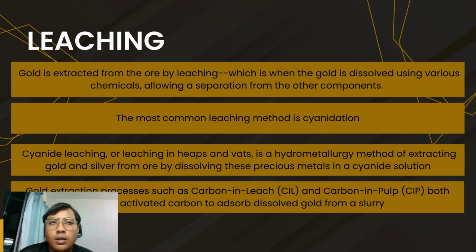Leaching is another method after we dress the gold ore. Gold is extracted from the ore by leaching, which is when the gold is dissolved using various chemicals, allowing separation from the other components. The most common leaching method is cyanidation. Cyanidation is a hydrometallurgy method of extracting gold and silver from ore. Gold extraction processes such as carbon in leach and carbon in pulp both use activated carbon to absorb the soluble gold from the slurry.